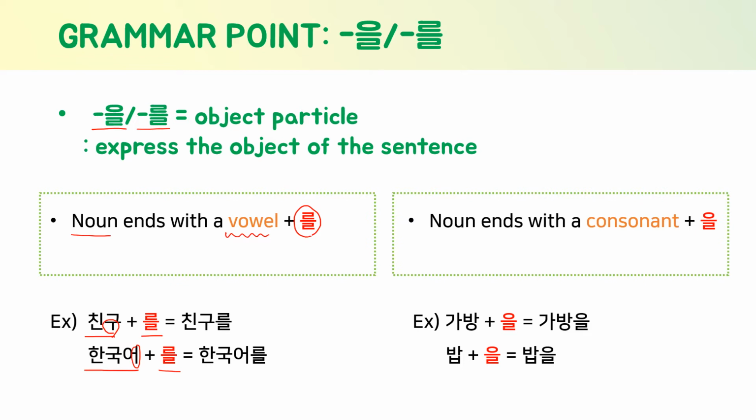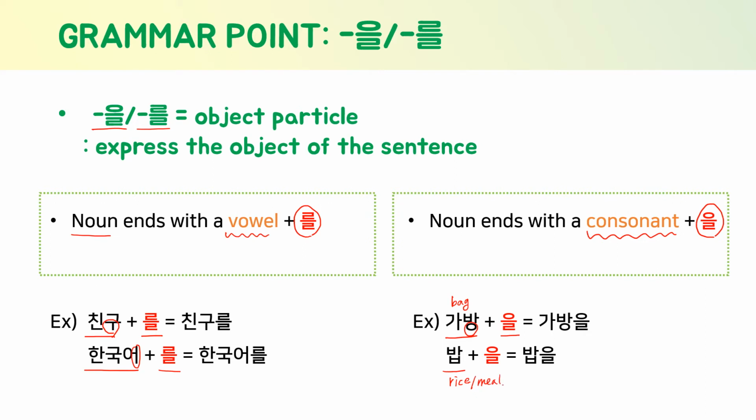But if the noun ends with a consonant, this time you have to add 을 at the end. For example, 가방, which means bag. The word ends with a consonant, so this time you have to add 을 at the end of the word, so it becomes 가방을. Another word is 밥, which literally means rice, but can be used as a meal.